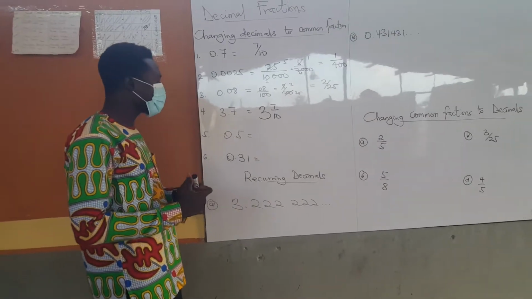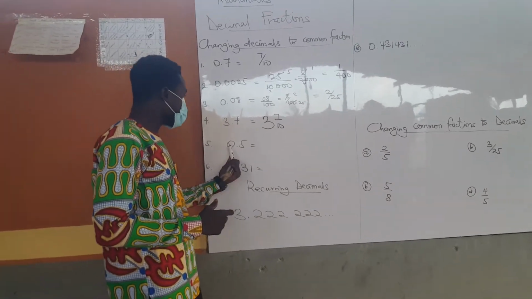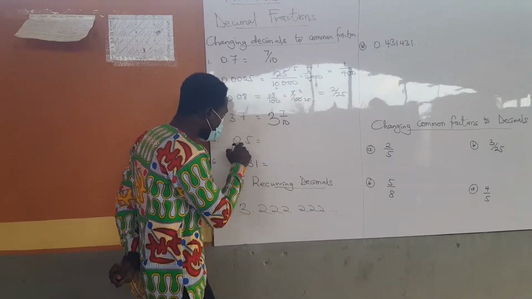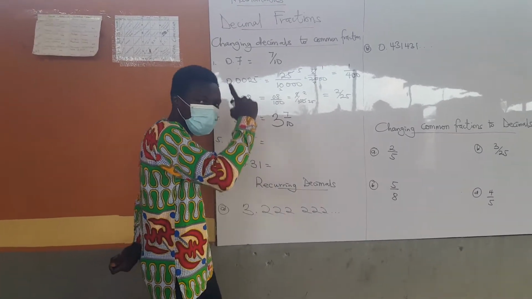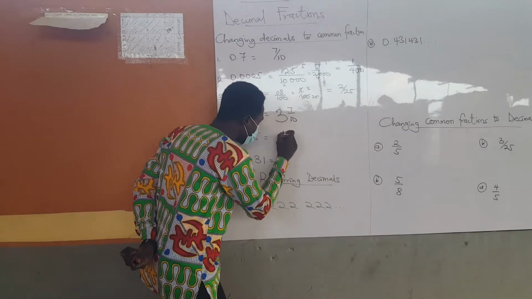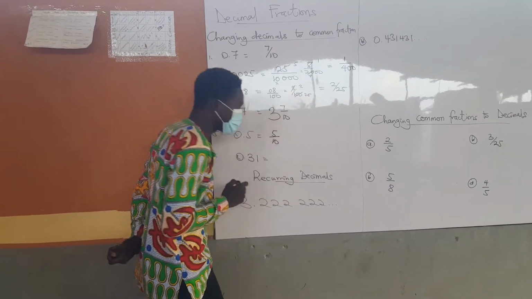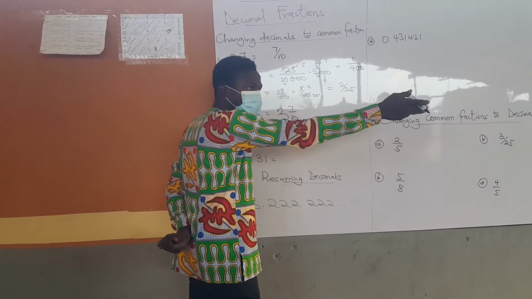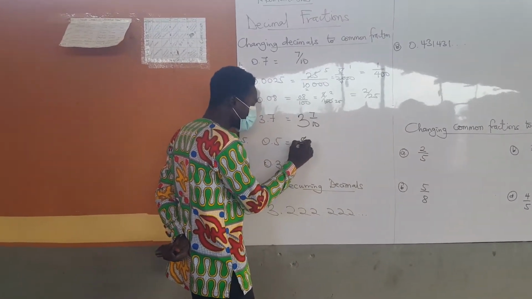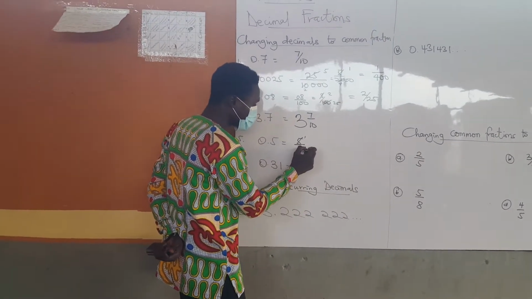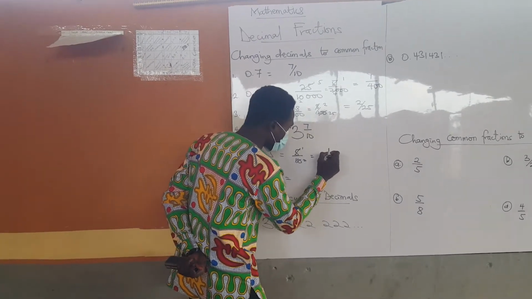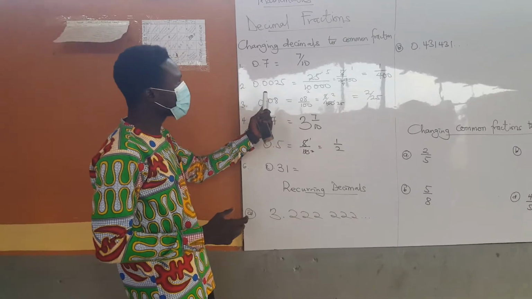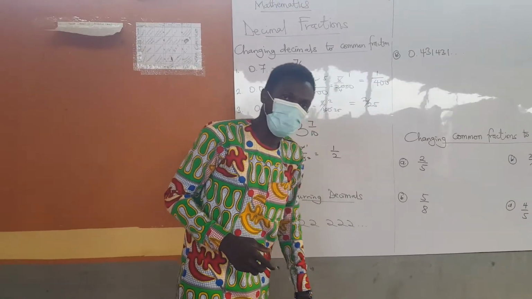And when you come to number 5, we have 0.5. So this is 0. The number after the decimal point is tenths. So 5 over 10. If we can simplify, we go ahead and simplify. So we can say 5 into 5, 1, 5 into 10, 2. And this will give us 1 over 2. That is for the changing of decimals to common fractions.